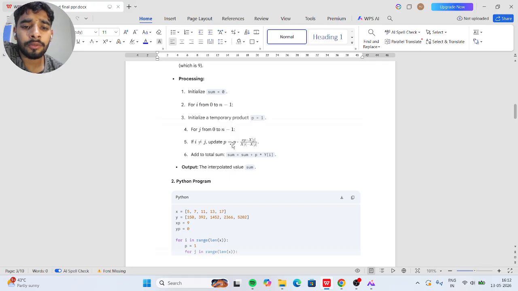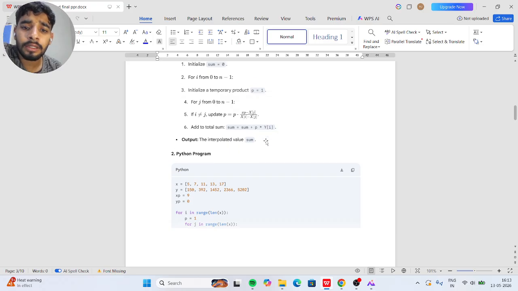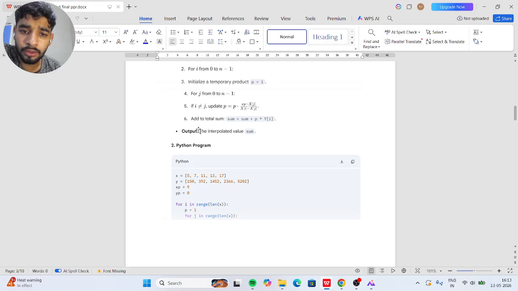And for j from 0 to n minus 1, if i is not equal to j, update p. If you have gone through my Lagrange interpolation video, you will understand how the processing and algorithm have been written here. So if i is not equal to j, p equals p into (xp minus x of j) divided by (x of i minus x of j). This is the main Lagrange concept we are using here.